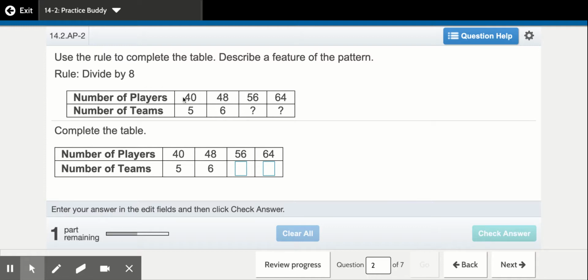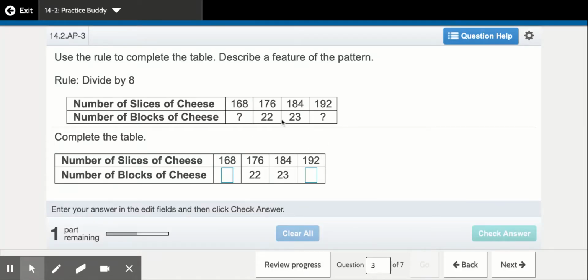Divide by 8. You're taking the number of players and dividing them into teams of 8, so you have to do 40 divided by 8 is 5, 48 divided by 8 is 6, 56 divided by 8, 64 divided by 8.